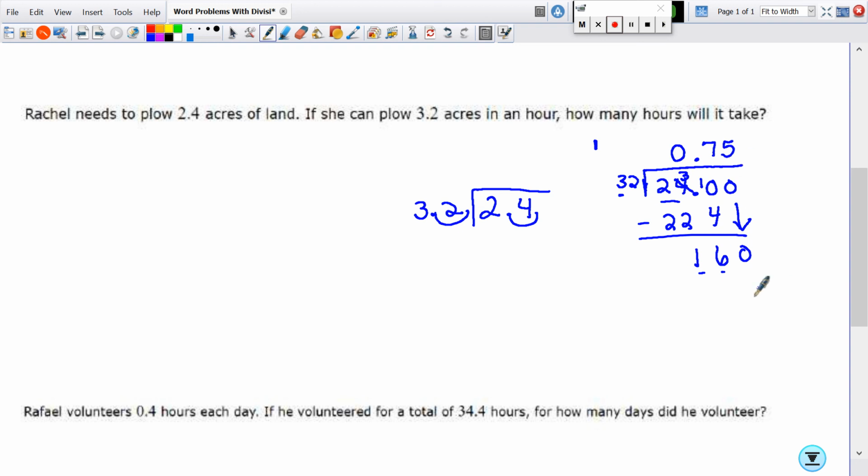5 times 2 is 10. Write the 0, we'll still use the 1 we carried. 5 times 3 is 15, plus 1 is 16, and you subtract and you get 0, which means you are finished. So it will take 3/4 of an hour.